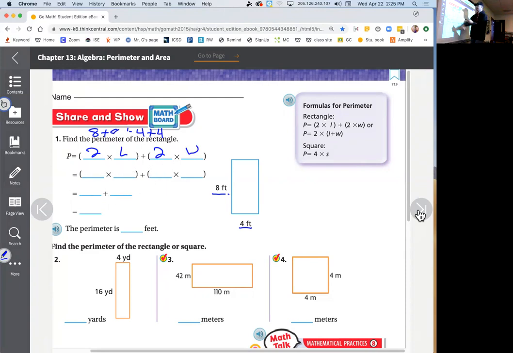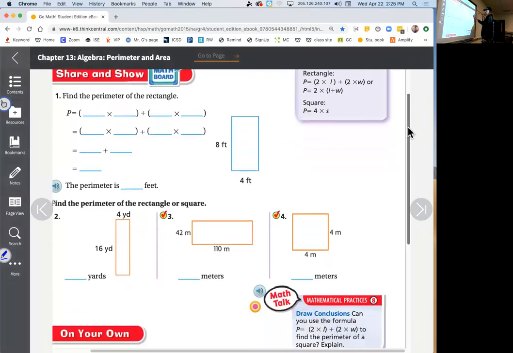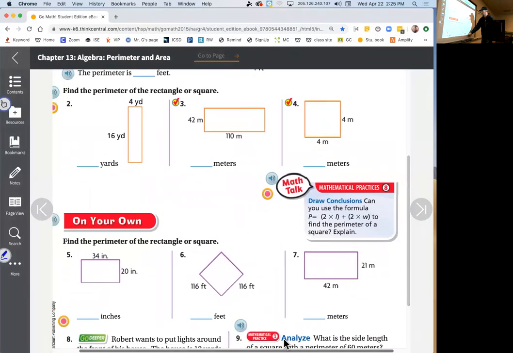I'll do it just really quick. 2 times 8 is 16, 2 times 4 is 8. We add them together and you get 24 feet. So the perimeter is 24 feet, okay? That's all we're doing. So here are your formulas for perimeter of a rectangle and the formula for a square. All right, let's do a couple more and then it's you.